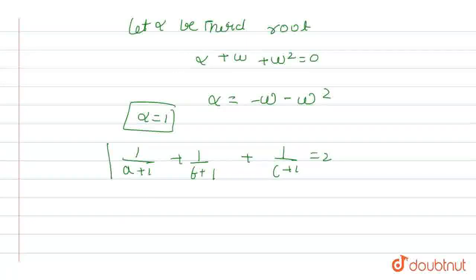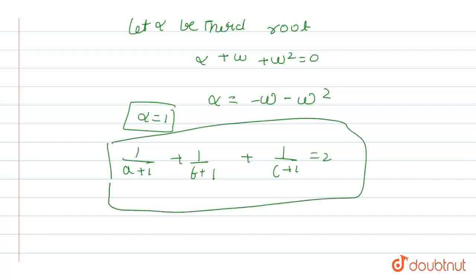So we have found our given value as 2. So our equation will become 1 by a plus 1 plus 1 by b plus 1 plus 1 by c plus 1 equal to 2, and that's the value that we asked in our given question. So we have found our value.